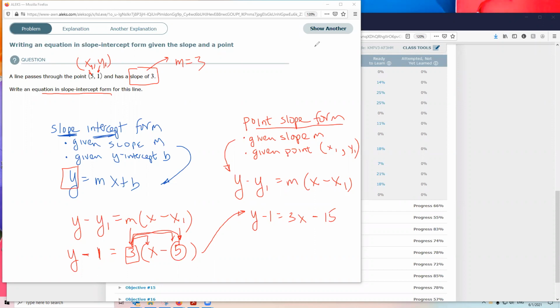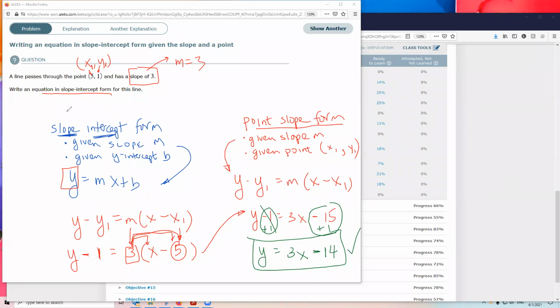Well, I want to get y by itself. So I'm going to add 1 to both sides to cancel out that subtraction of 1. Subtracting 1, adding 1 cancels out. I end up with y equals 3x. Here I can think of this as a negative 15 plus 1, which is minus 14. So here's the final answer, and I've written it in slope-intercept form.